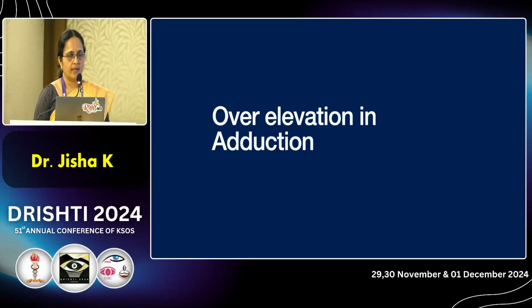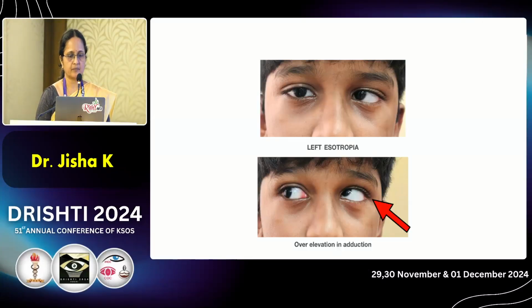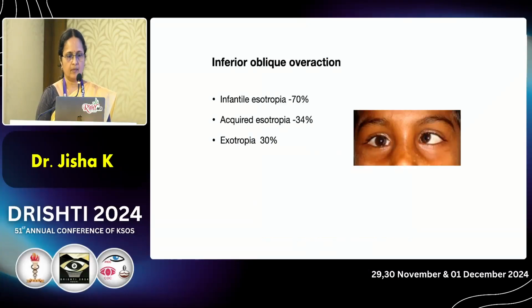At the end of that evaluation in 9 cardinal positions, the first category is forced over-elevation in adduction. In this picture, you can see that the first picture is that of left esotropia. When the child is looking to the right, you can see the left eye is elevating. That is the over-elevation in adduction of the left eye, and it is diagnostic of inferior oblique overaction.